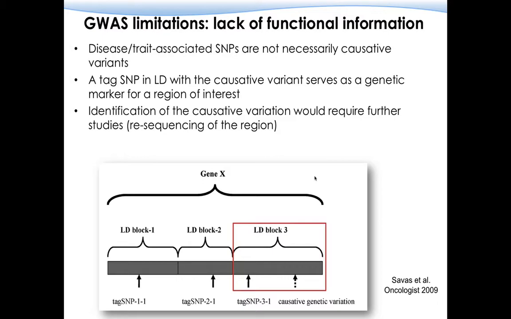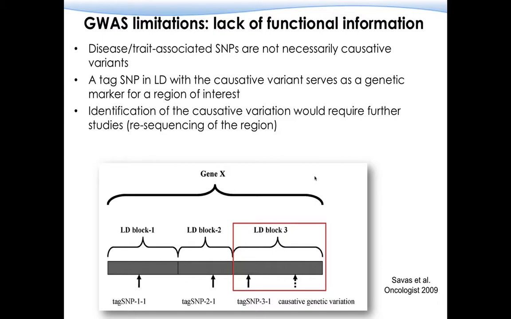Yes? In this example, how are the three LD blocks related? Well, they are not related. This only means that this SNP is tagging this LD block, this SNP is tagging the second LD block, and this SNP is tagging the third LD block. Normally, they will choose one or two SNPs in each LD block to tag it.